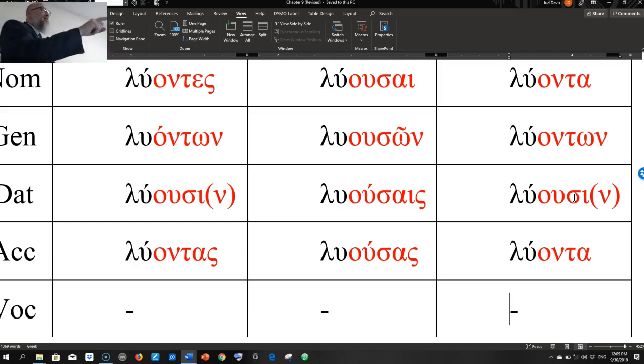Being about to paint. Being about to paint, went to the hardware store. We don't have that in English, but they have it in Greek. How would you make a future participle? How would you think you would make a future participle in Greek based on what we've already learned?